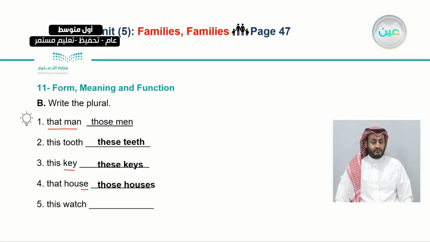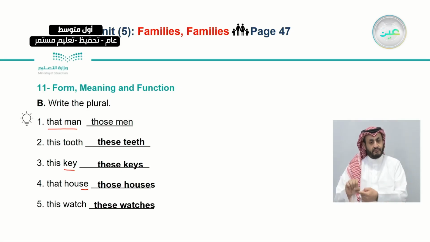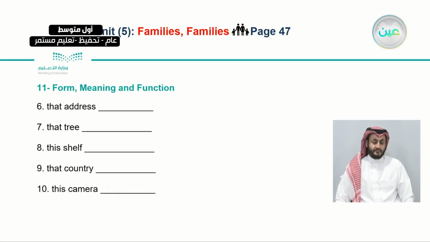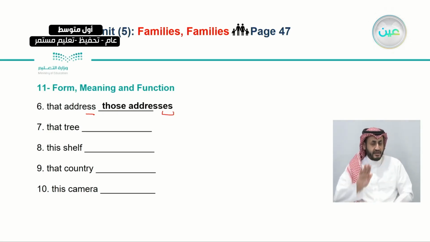This watch. These watches. Ends with a CH right here. So what should I do before adding the S? E-S. Okay. Let's go to the next one. That address. What did you notice here? The noun ends with double S. So in this case, what should I do? That address. Those addresses. I add an E-S in order to make it plural.